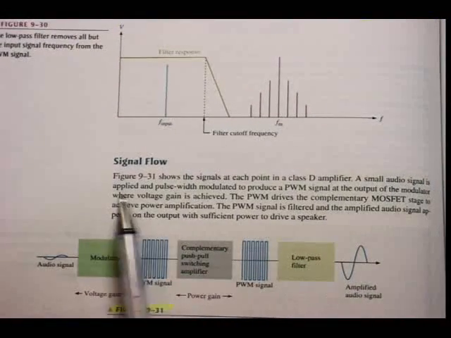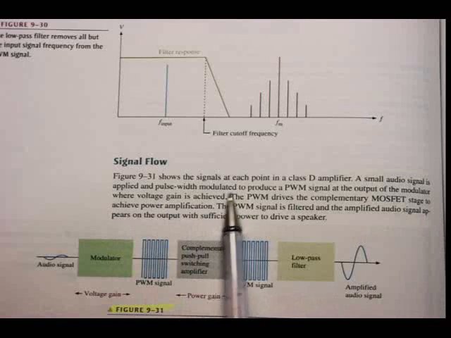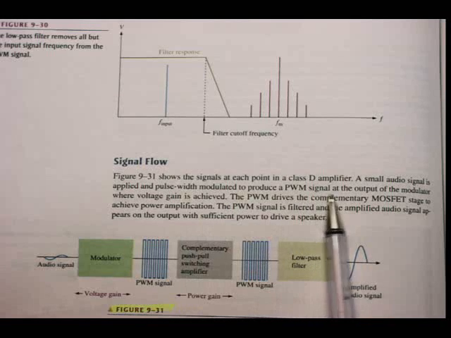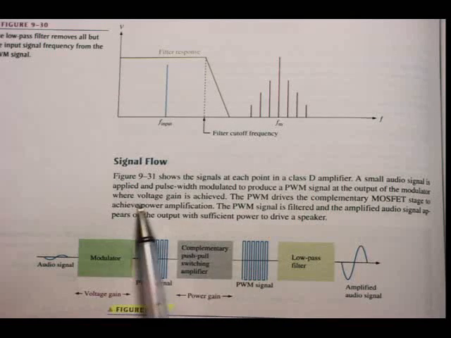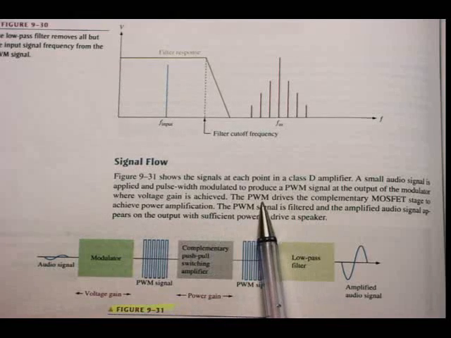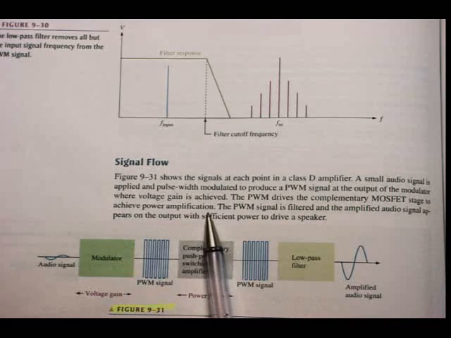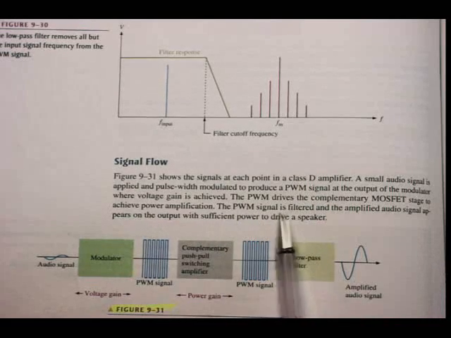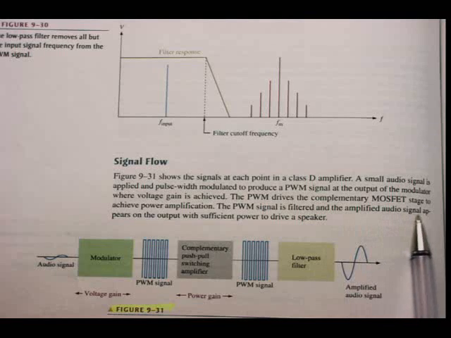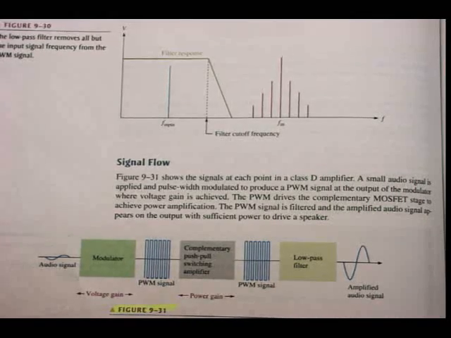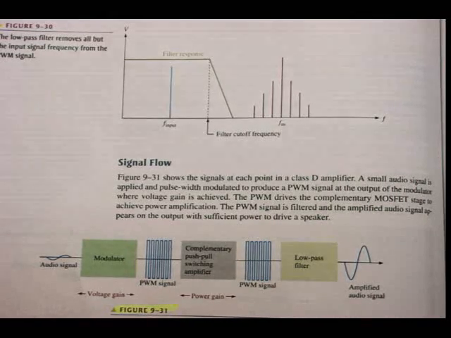A small audio signal is applied and pulse width modulated to produce a pulse width modulated signal at the output of the modulator, where the voltage gain is achieved. The pulse width modulator drives the complementary MOSFET stage to achieve power amplification, and the pulse width modulated signal is then filtered, and the amplified audio signal appears on the output with sufficient power to drive the speaker, as in figure 931.